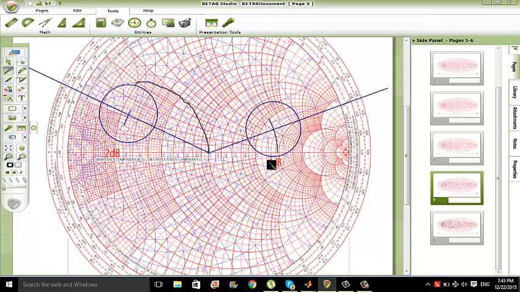Now at the load we will take this path first. We will move on the blue circle clockwise and then on the red circle clockwise also, which means that we will add a parallel capacitor with a series inductor.